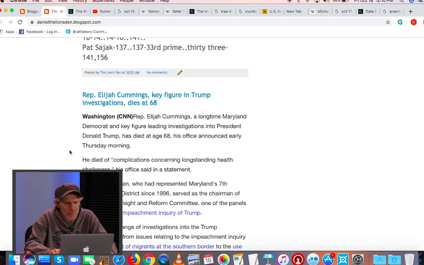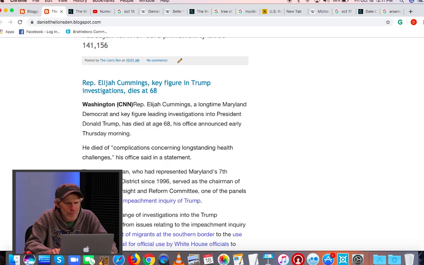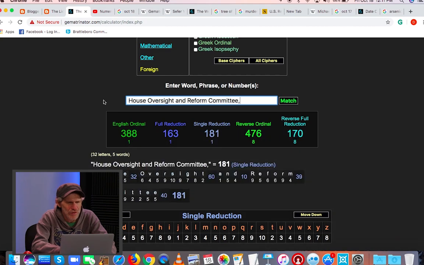So he served in Maryland's congressional district since 1996, right? 1996. So that's what, 23 years? He served as chairman of the House Oversight and Reform Committee. Let's look at that. I forgot. There's so much to look at in these decodes. Oh, this is hilarious. So this guy was born, Elijah, let's find him again.